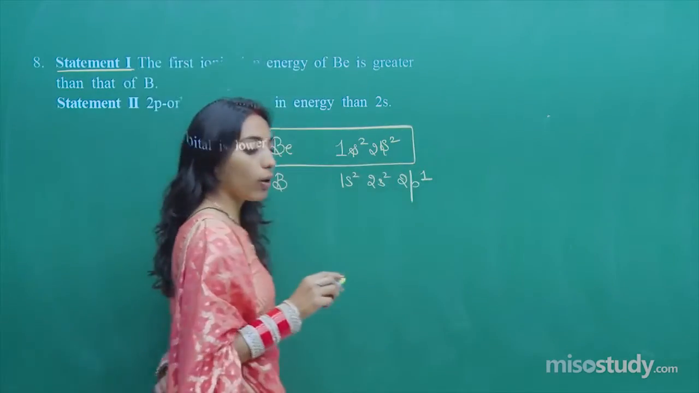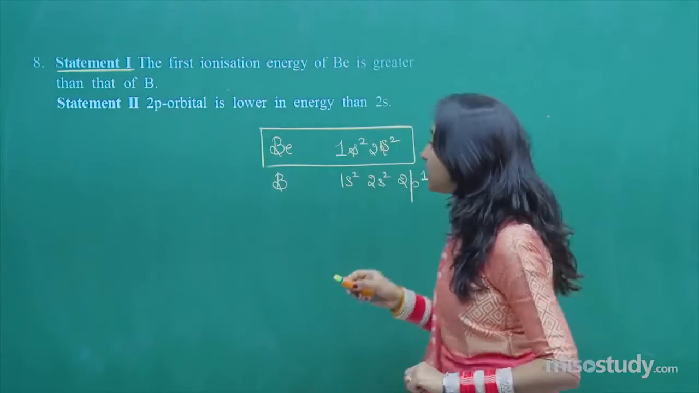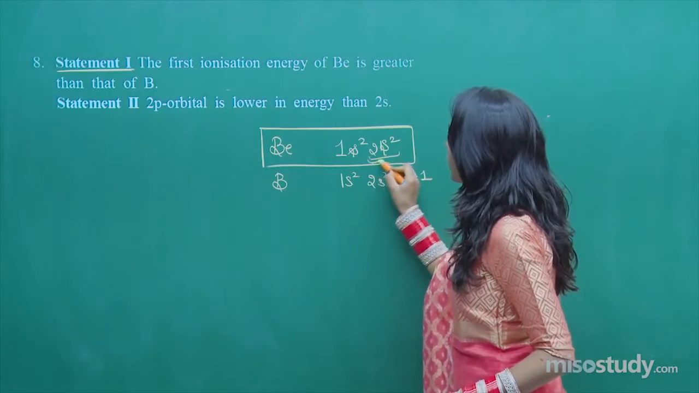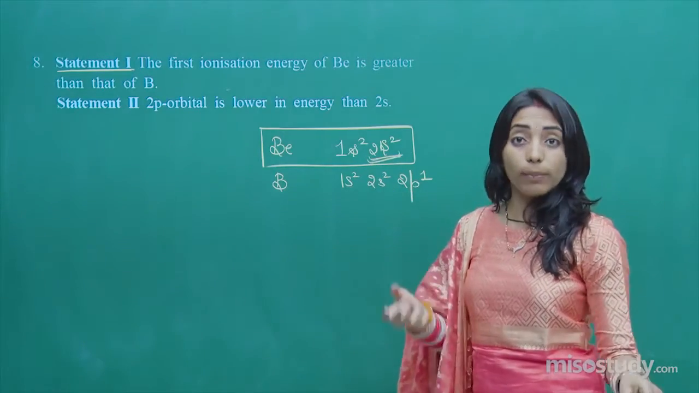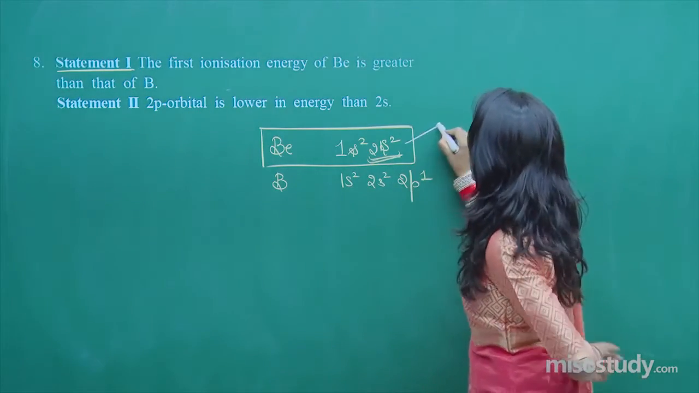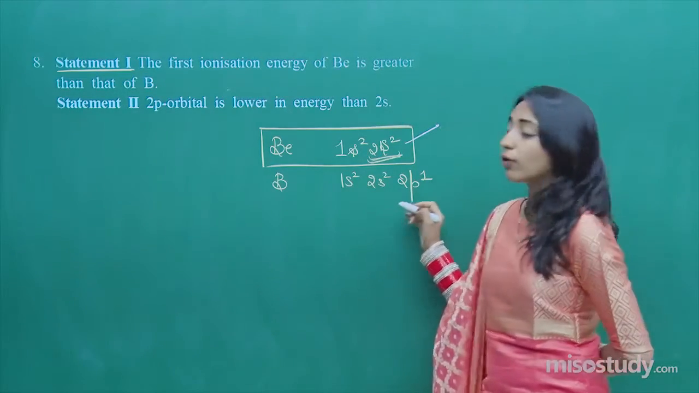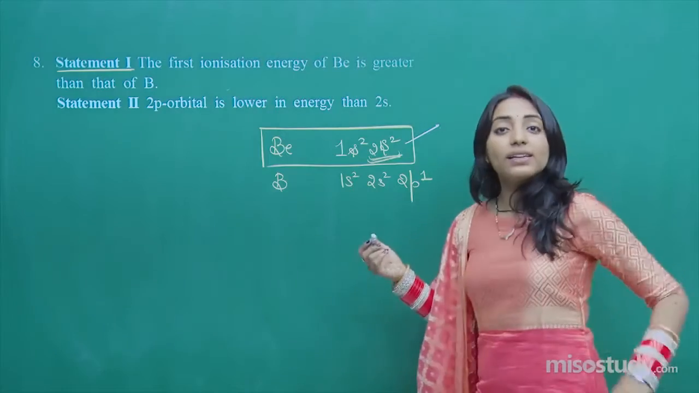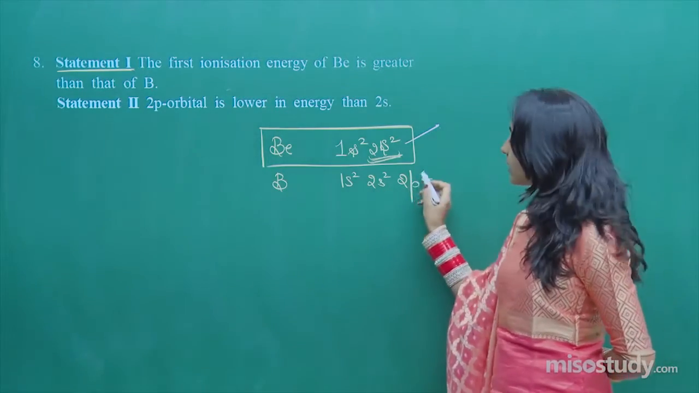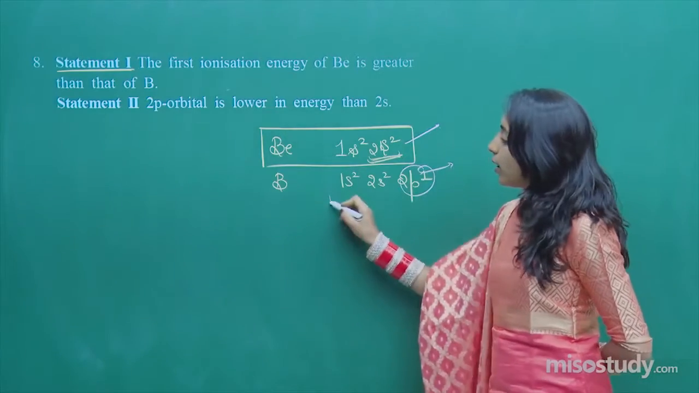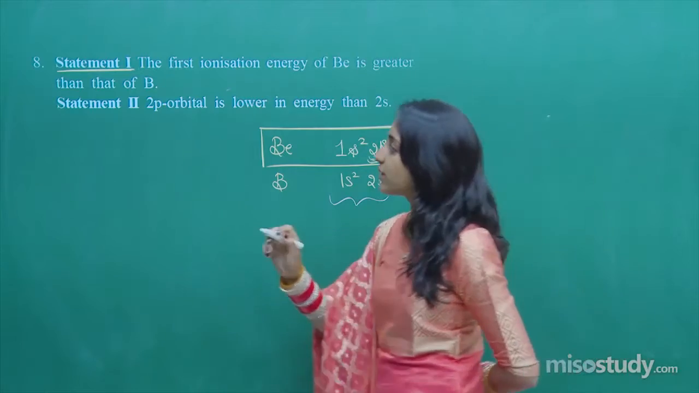Yes, this is quite an obvious statement. Since beryllium is smaller in size, not only this, since beryllium has only 2 electrons, it is in a completely filled 2s orbital. So yes, it's very difficult to remove an electron from beryllium compared to removal of an electron from boron. However, it is very easy to remove an electron from boron compared to beryllium, because if this electron goes away, boron will also become stable like beryllium. So the first statement is true.